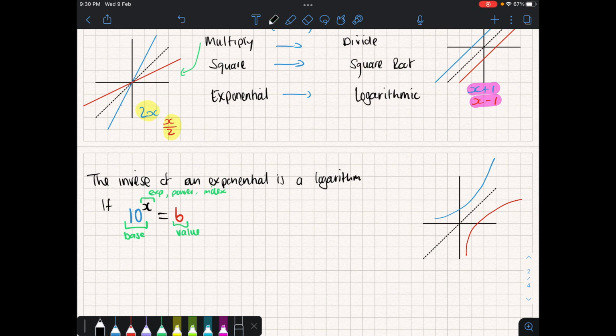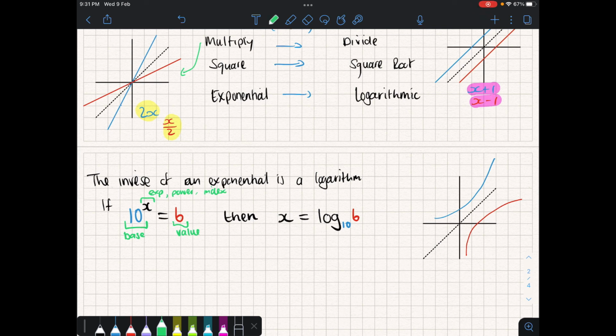Now, when we write this in logarithmic form, the first thing we're going to do is make the exponent the subject of the formula. So we're going to write x over here. And the next thing we're going to do is equate it into a log. And this log has a base 10, which we write as a subscript, just below the log. And we place the value over here.